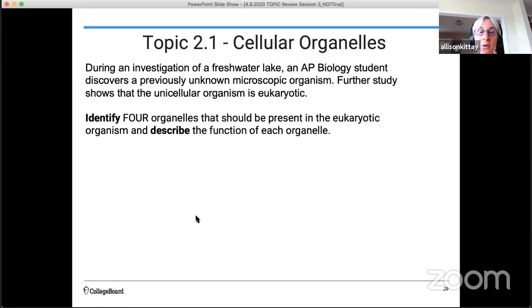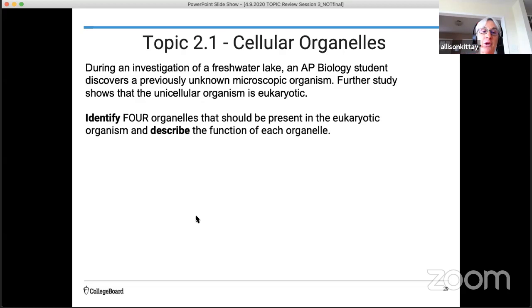When you are asked to identify 4, just identify 4. We will only score the first 4 that you identify. So you are wasting time by listing more than those 4. So just give us your 4 best ones. And then you're asked to describe the function of each organelle. So remember that this is eukaryotic.